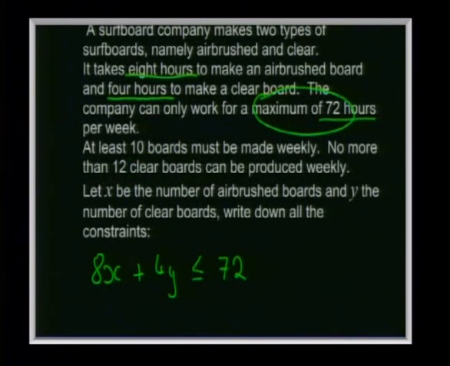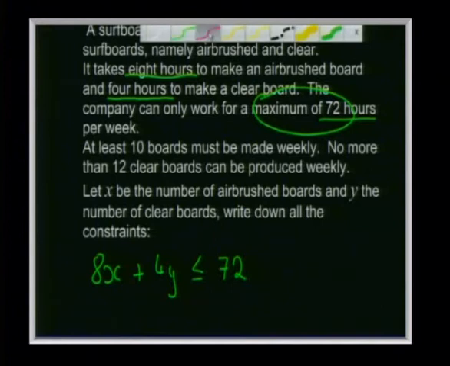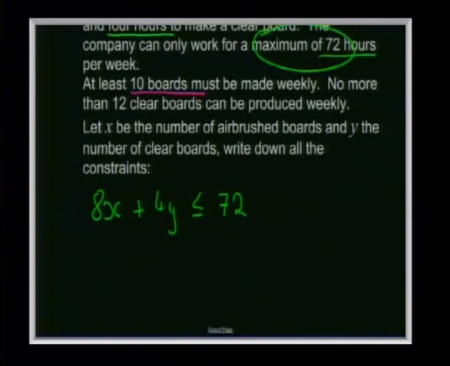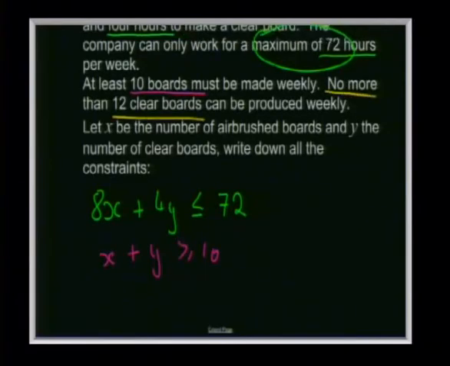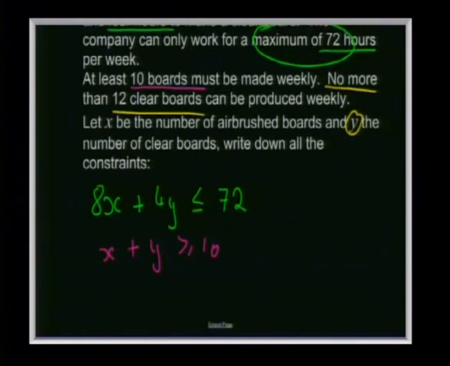My second constraint is about the boards themselves. At least 10 boards must be made per week. Doesn't matter if they're clear, doesn't matter if they're airbrushed, we've got to make more than 10 boards a week. At least 10 boards a week as we go out of business. Let's look for our other constraint. No more than 12 clear boards can be produced weekly. Clear boards is Y. So we can't produce more than 12. So Y must be less than or equal to 12 clear boards.